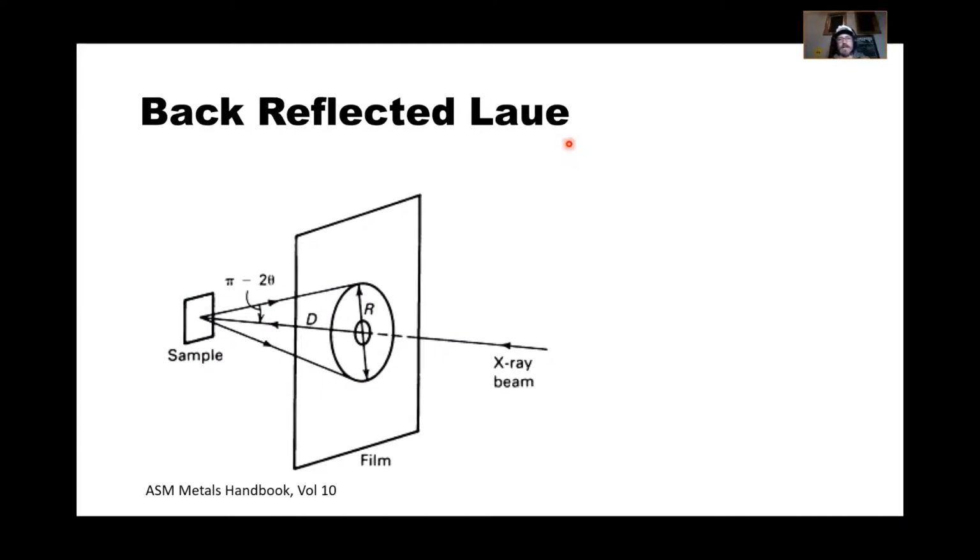There's back reflected Laue, and we saw that diagram in a previous lecture as well. Here's a different representation of the same thing. You shine your beam through your recording plane, in this case film, and it hits the sample, and then these back reflect. Here, however, the angle is pi minus 2 theta, so it's a slightly different convention for the back reflection.